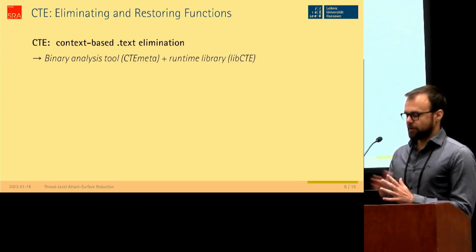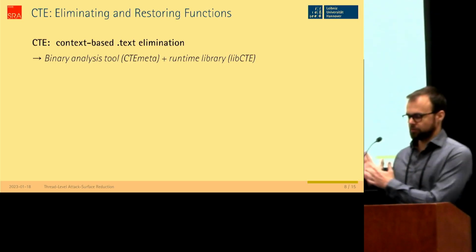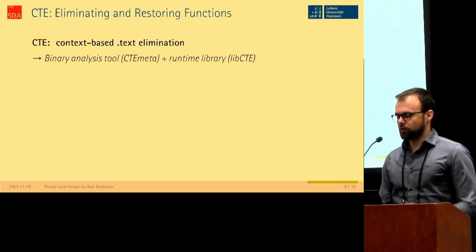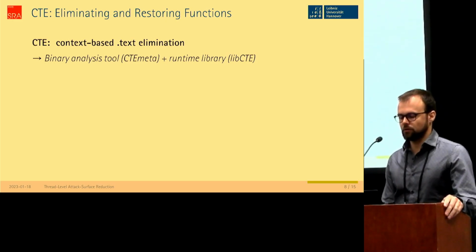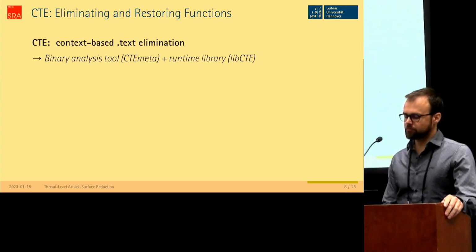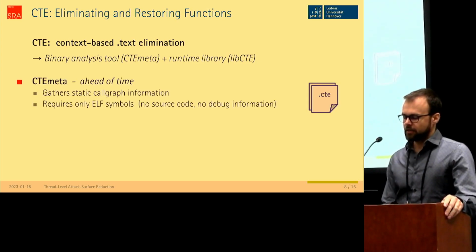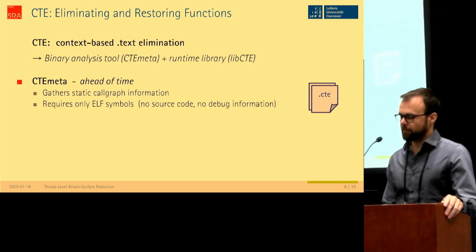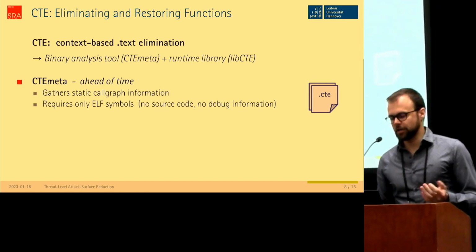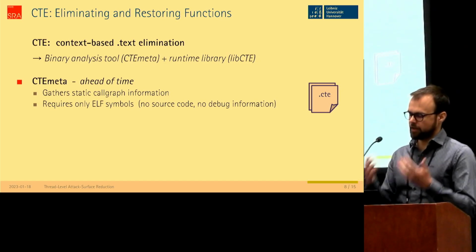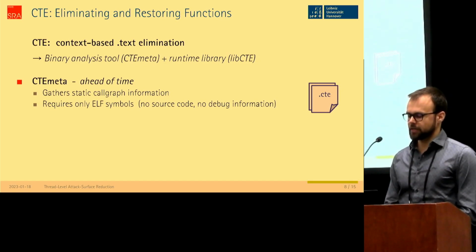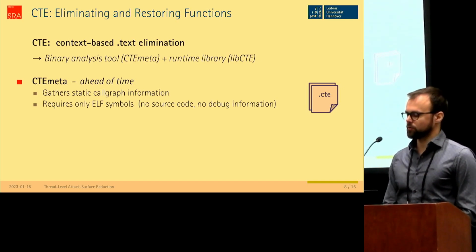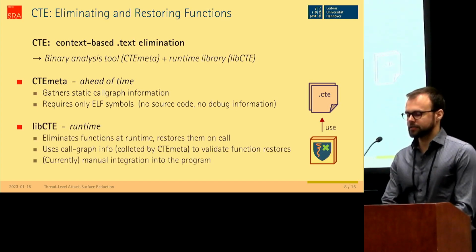Before I describe the thread separation technique that we use, let me introduce first our elimination and restoration mechanism. The elimination framework we created is called CTE, that stands for context-based text elimination, and it's comprised of two parts. First, a static binary analysis tool, it's called CTE meta, that gathers call graph information from the binaries, so executables and libraries. And this works ahead of time. It only needs normal ELF binaries with symbols, so no source code or debug information is required.